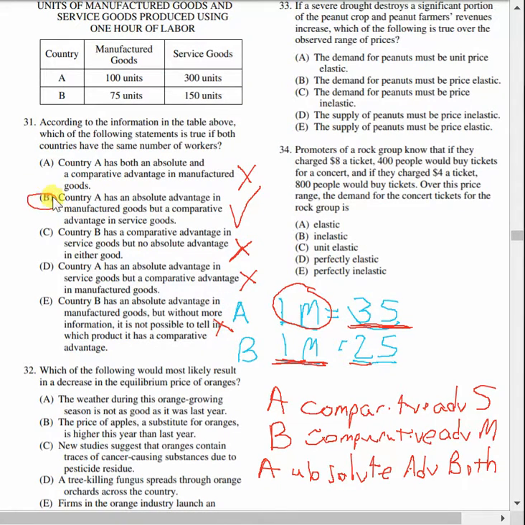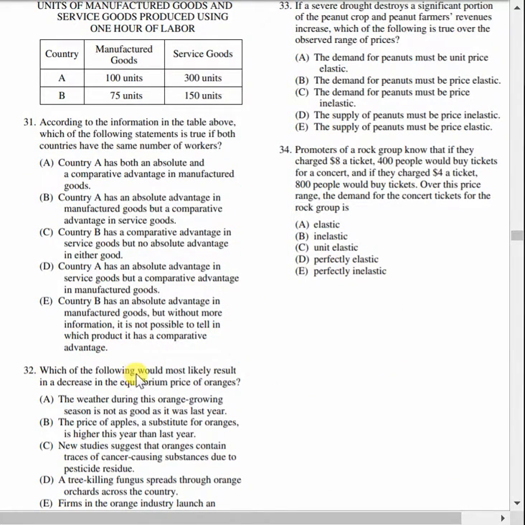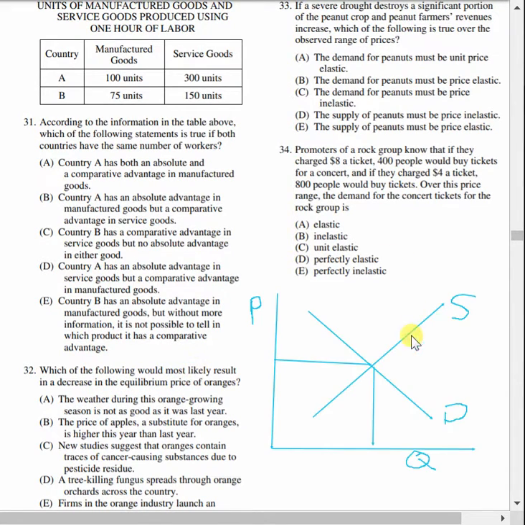Okay, number 32. Which of the following would most likely result in a decrease in the equilibrium price of orange? Okay, so just taking a look at our normal supply and demand curve, what are the things that are going to make a price decrease, right? So if demand decreases, then here we would definitely see a lowering of the price. And if the supply increased, we would also see a lowering of the price. So we know the answer to this question has to be either supply increasing or demand decreasing. Okay, with that, let's take a look at the choices.